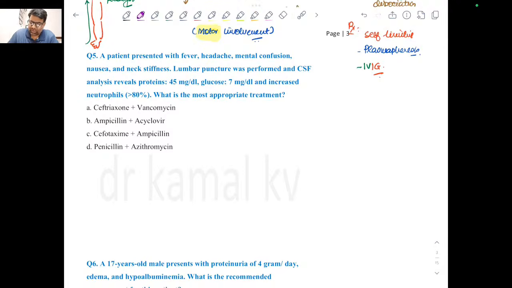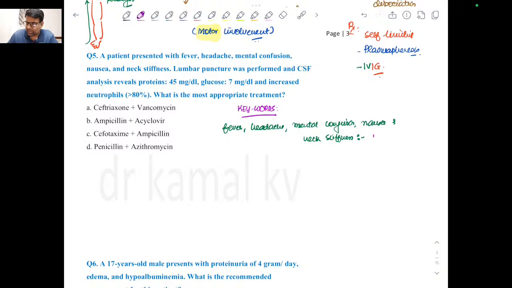So I think most of you must have already made the diagnosis, but let us go with the protocol like keywords. Now what is happening here? Fever, headache, mental confusion, nausea, and neck stiffness. I have kept all these terms together because it suggests meningitis, right? So this is classical presentation that the patient is having meningitis.